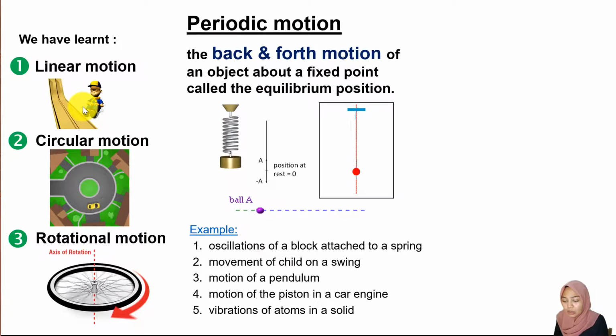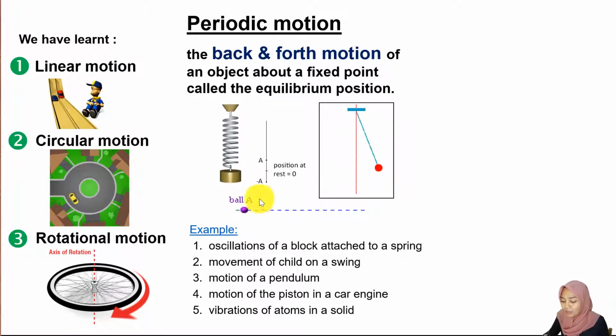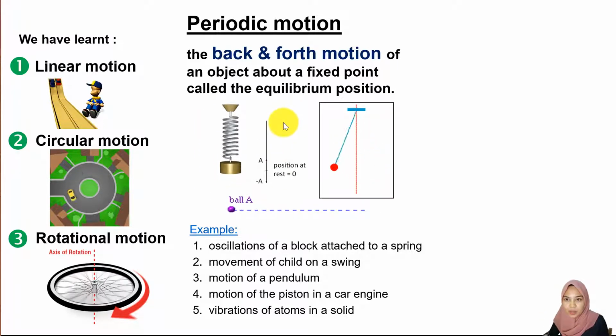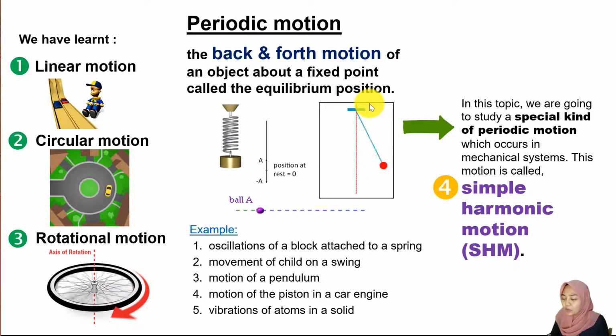So what is periodic motion? It's a back and forth motion of an object about a fixed point called the equilibrium position. Here we have three animations showing examples of periodic motion: a vertical spring, a pendulum, and a back and forth ball. These are all examples of periodic motion.